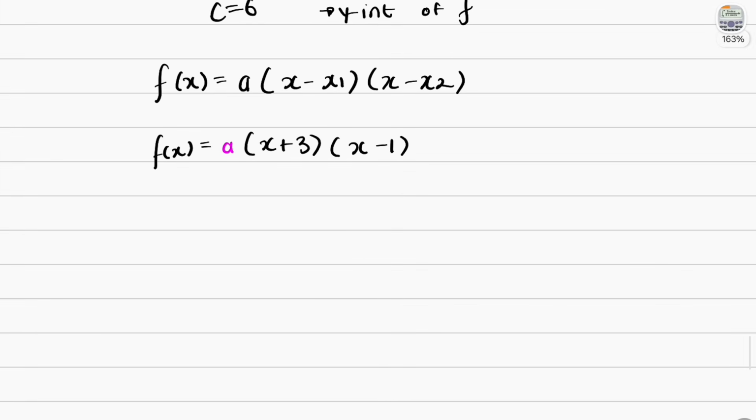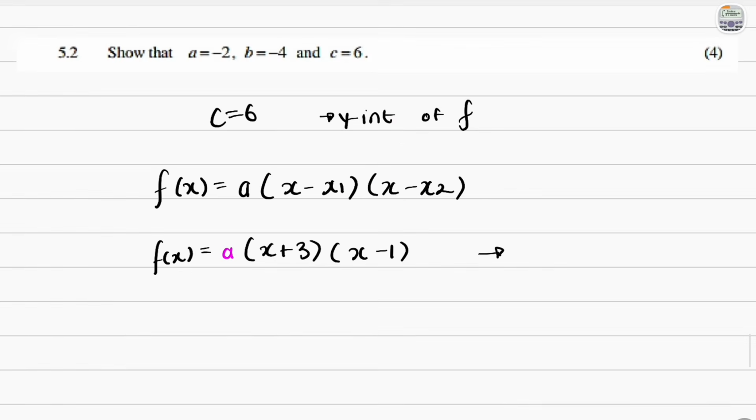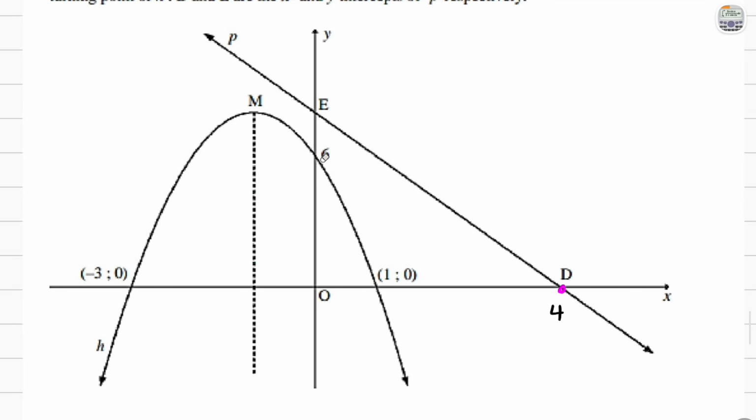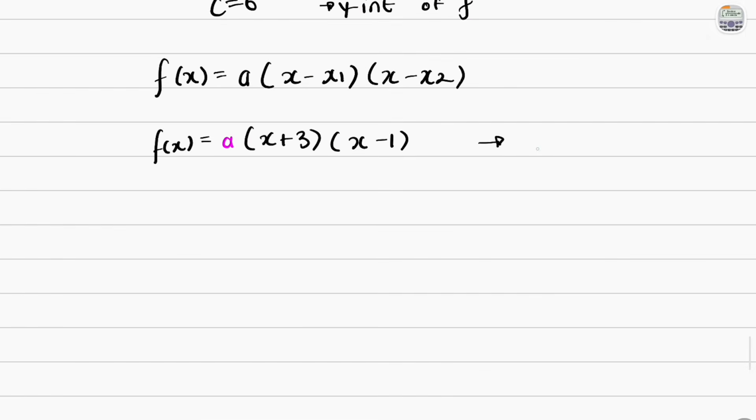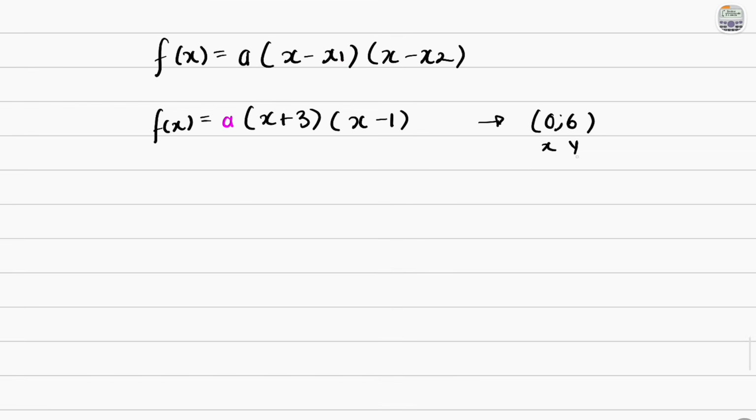How do we find a? We can find a if we had an x value and a y value. So you need one single point, which we actually do have, that y-intercept. So as a coordinate, this is 0 and 6. So just put that in. So we're going to substitute 0 and 6. And so this is your x, this is your y value.